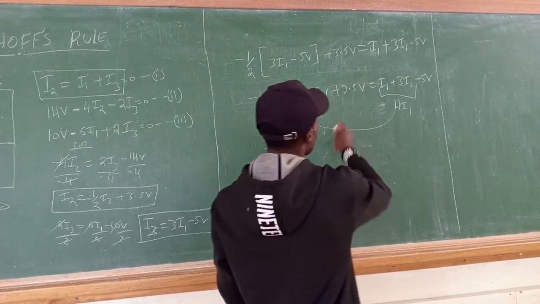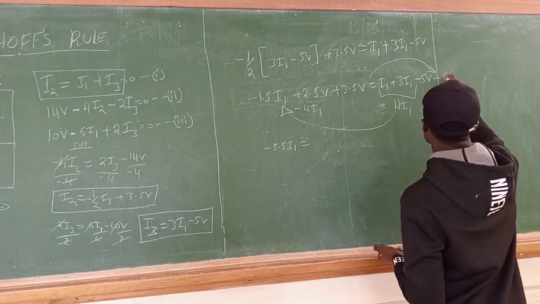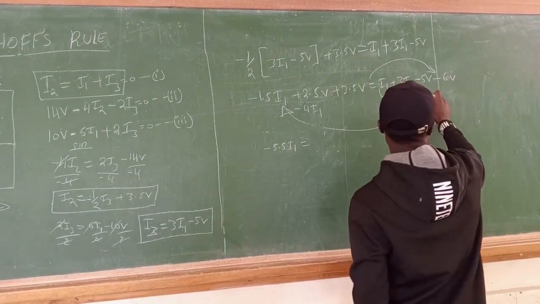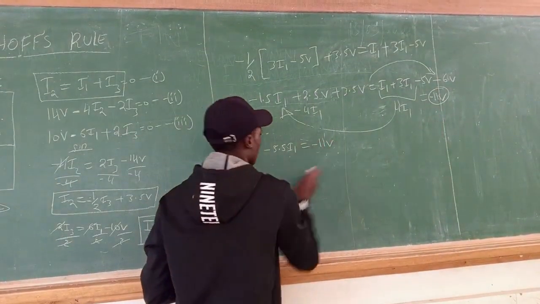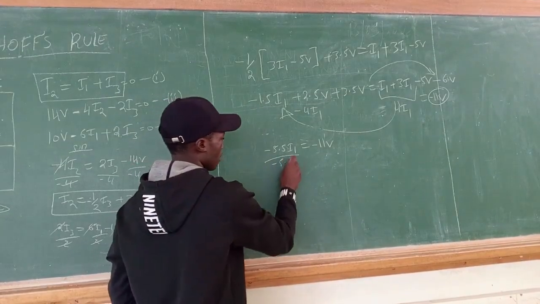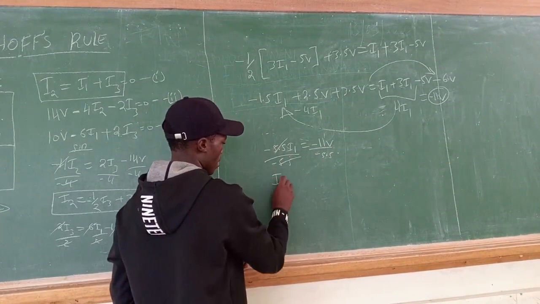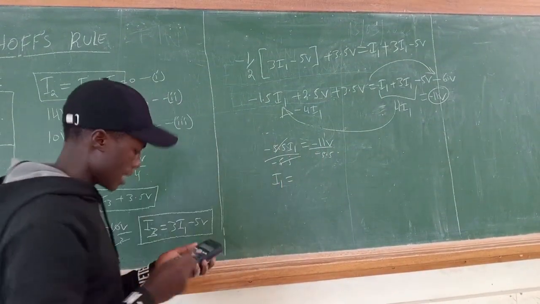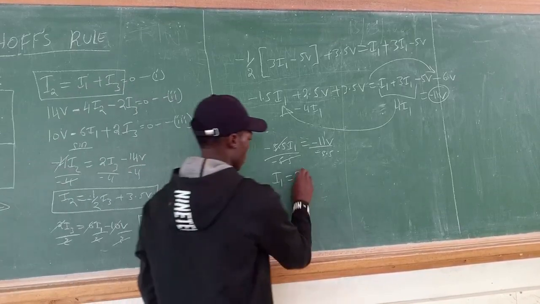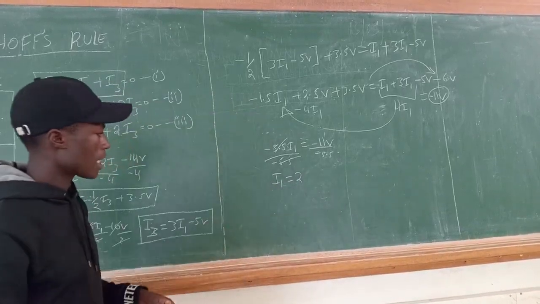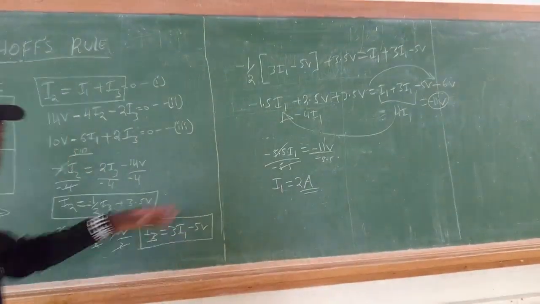That's going to give us 6 volts. So when 6 volts crosses to this side, it is positive, so it's going to be negative 6 volts. That is turning up to negative 11 volts. So equals negative 11 volts. So let's divide by negative 5.5. So I1 is going to be negative 11 divided by negative 5.5. That is 2. The unit for current is amperes. So 2 amps. So that is I1.